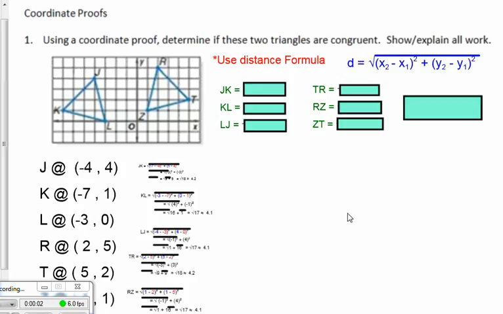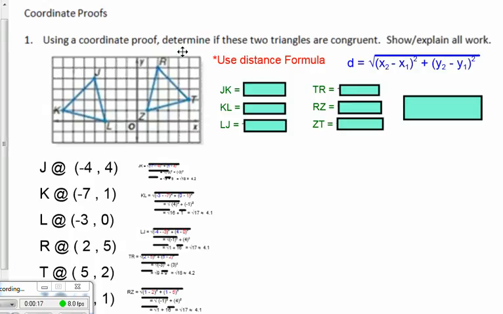In our second video for proofs, we're going to focus on coordinate proofs. We've got two examples here. So remember, coordinate proofs means we're just taking a coordinate grid, using our points, finding out some information about those points, and using that to prove one thing or another.